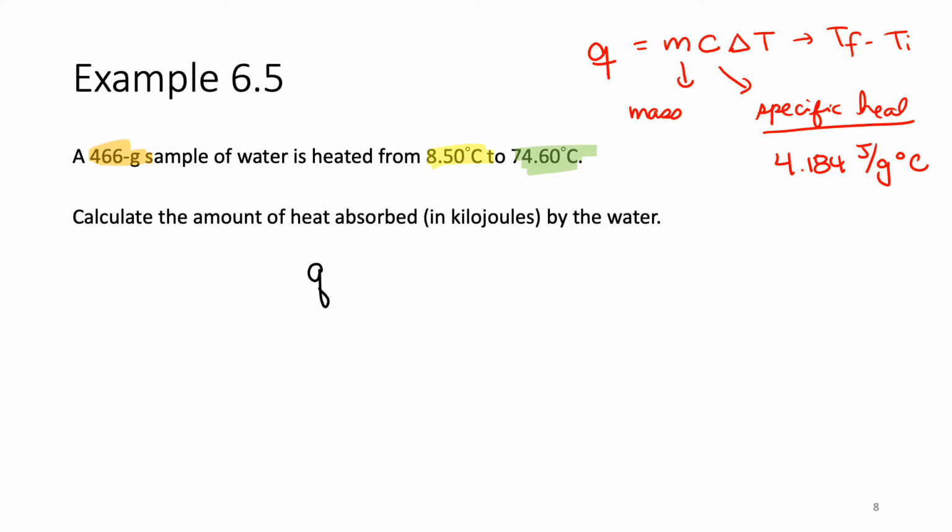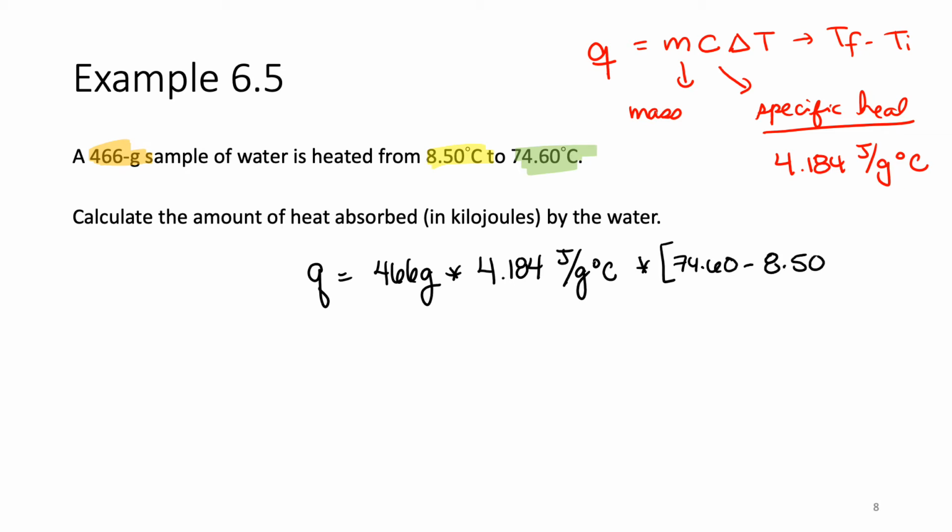So my Q is going to equal my mass, 466 grams, multiplied by the specific heat, 4.184 joules over grams degrees C, times my final temperature, and I'm going to put this in brackets just to keep myself honest, 74.6 minus 8.50. And the units here are degrees Celsius. So I just go straight through it. 466 times 4.184 times 74.6 minus 8.50.